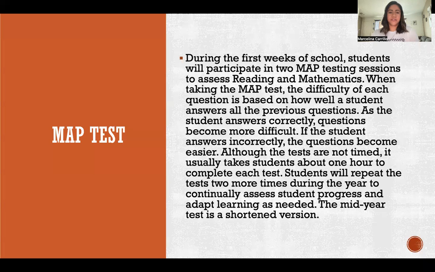So the MAP test. During the first weeks of school, students will participate in 2 MAP testing sessions to assess reading and mathematics. When taking the MAP test, the difficulty of each question is based on how well a student answers all the previous questions. As the student answers correctly, the questions become more difficult. If the student answers incorrectly, the questions become easier. Although the tests are not timed, it usually takes students about 1 hour to complete each test.